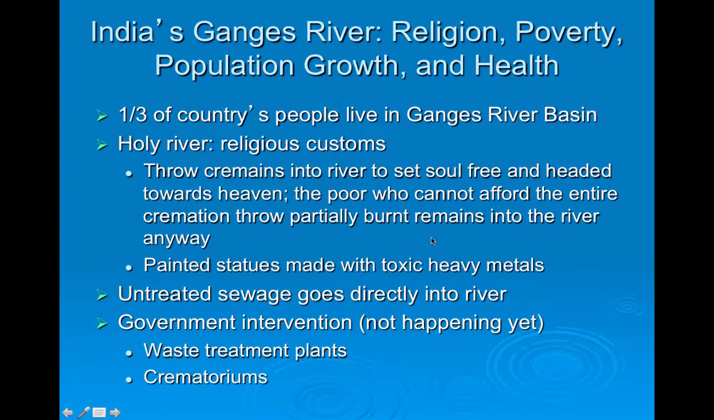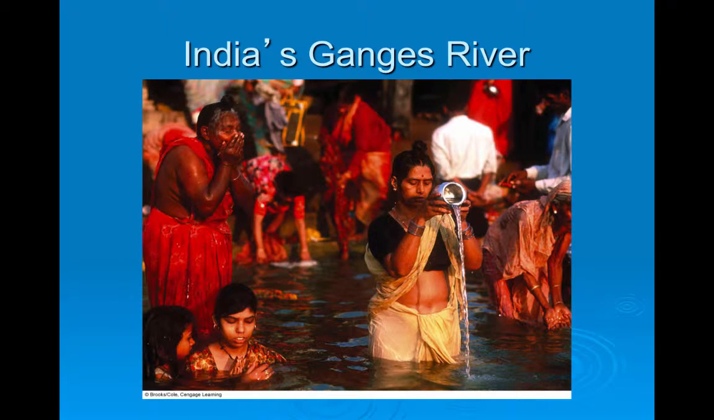cremate the dead to release their soul, and then they dump the cremains in the river. They also throw in painted statues that may be made with toxic heavy metals or painted with paint that includes toxic heavy metals. Why do they do that? Because it makes the paint colors brighter. All right, and you can see here again the religious rites that are involved here.